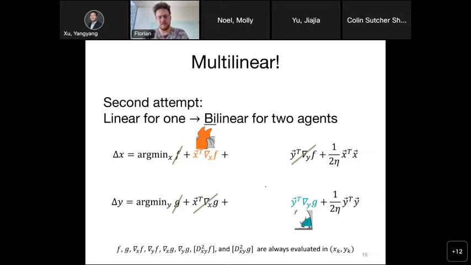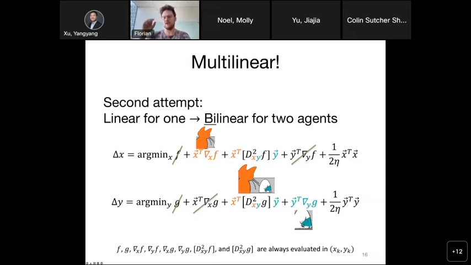Now, an alternative generalization of a linear approximation for one agent is a multilinear approximation, meaning we would use a bilinear approximation for two agents and an n-linear approximation for n agents. What this means is that on top of the linear approximation that we've used so far, we are also adding this bilinear approximation obtained from the mixed Hessian, the off-diagonal blocks of the Hessian matrix, which contain only the derivatives with respect to both x and y, but not the second derivatives in x or the second derivatives in y.